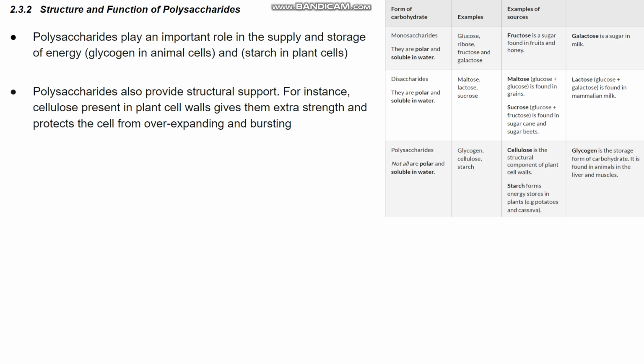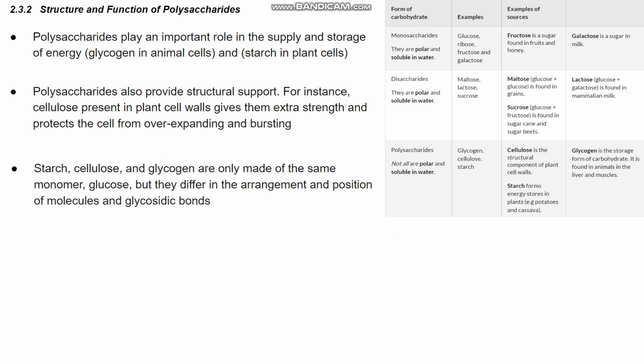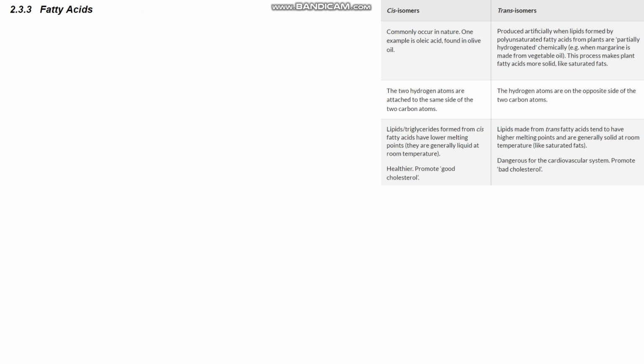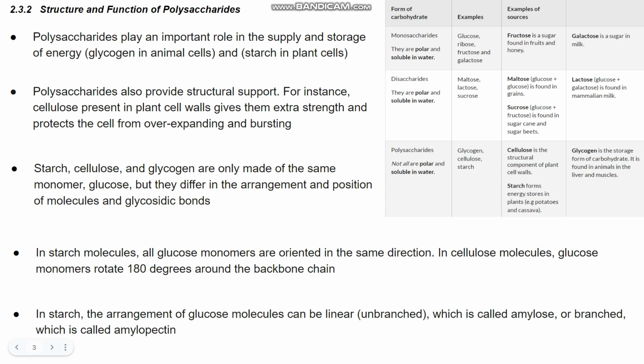Cellulose in plant cell walls gives them extra strength and protects the cell from overexpanding and bursting. Starch, cellulose, and glycogen are all made from the same monomer, glucose, but they differ in their arrangement and position of molecules in the glycosidic bond, which is what makes them all different. In starch molecules, all the glucose monomers are oriented in the same direction, while in cellulose molecules, glucose monomers rotate 180 degrees around the backbone. In starch, the arrangement of glucose molecules can be linear, which is called amylose, or branched, which is called amylopectin.